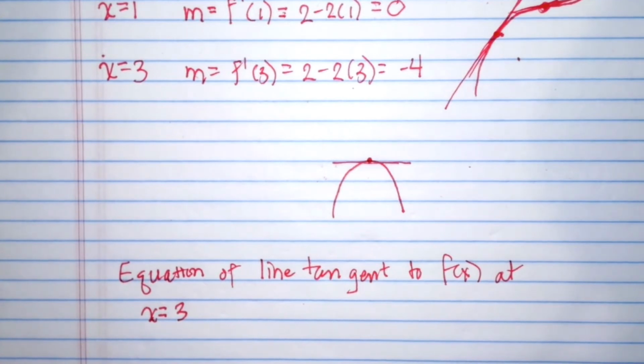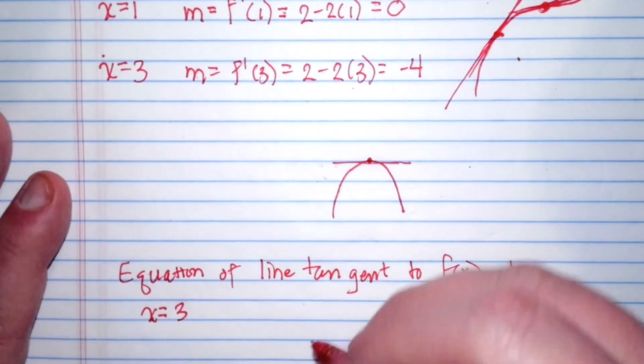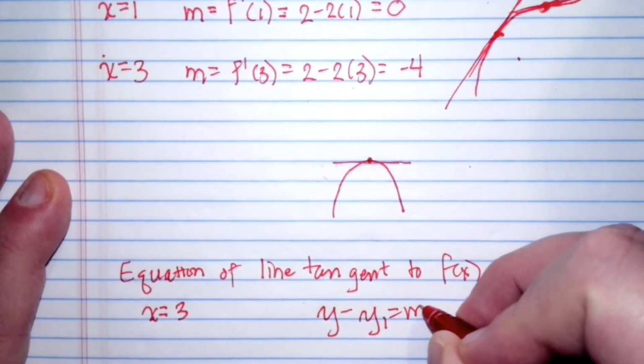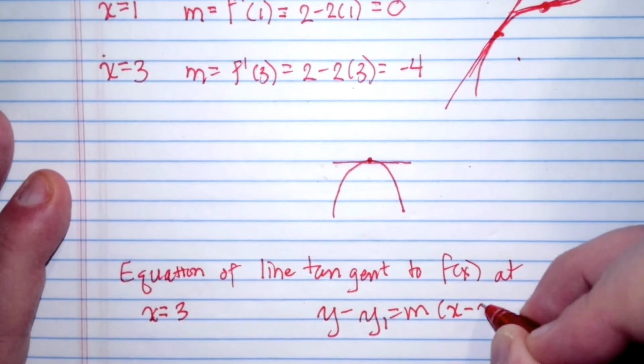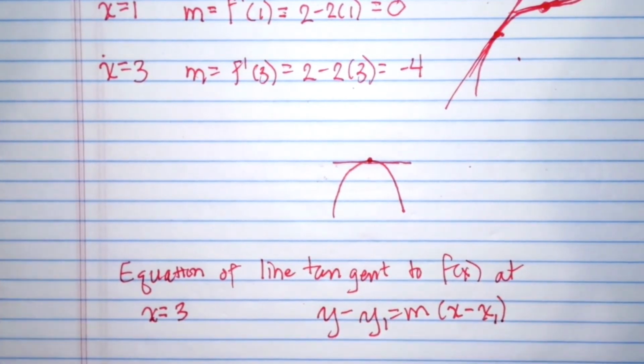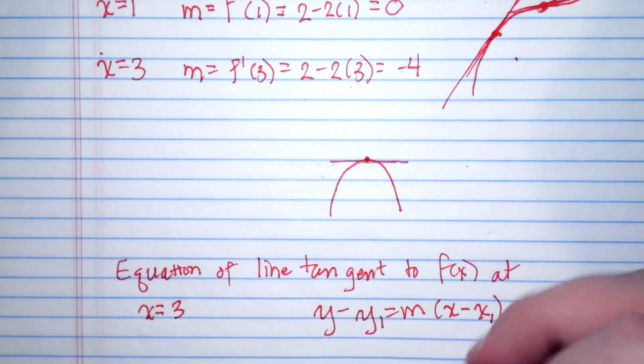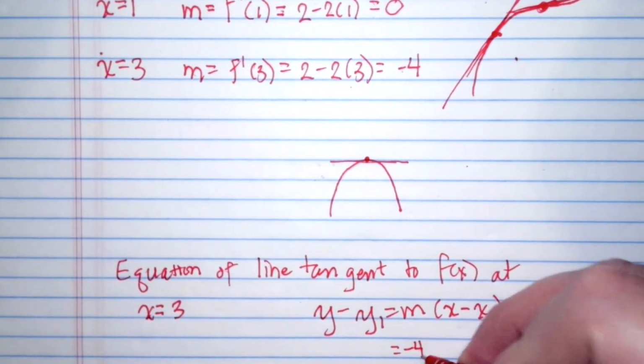So we need to find the equation of a line. Well, I would suggest that we work with y minus y1 equals m times x minus x1. This is the point slope form of the equation of a line. We need the slope and we need the coordinates of a point on the line. Well, the slope we've already determined from right here. The slope is -4.